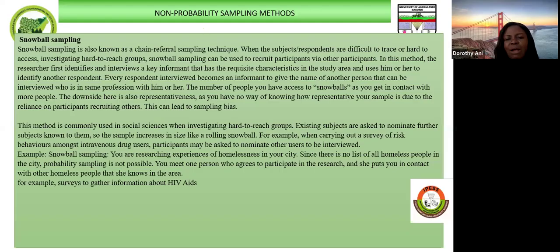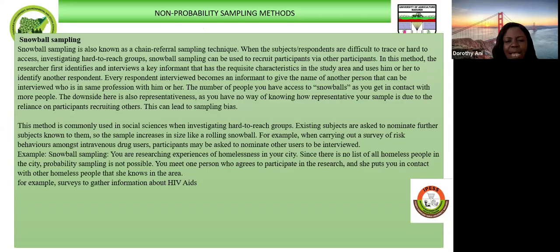The number of people you have access to snowballs as you get in touch with more people. The downside here is also representativeness, as you have no way of knowing how representative your sample is due to the reliance on participants recruiting others. This can lead to sampling bias. This method is commonly used in social sciences when investigating hard to reach groups. Existing subjects are asked to nominate further subjects known to them.